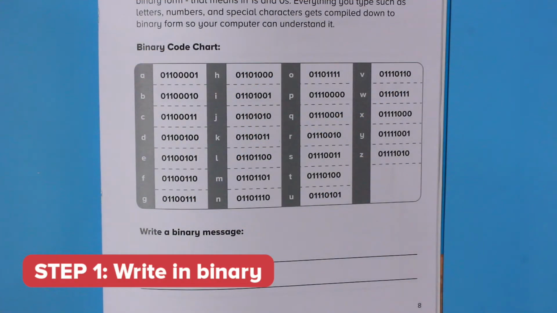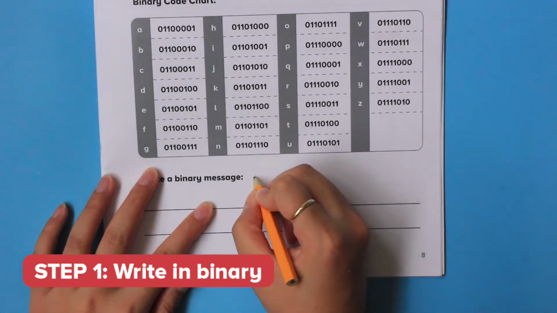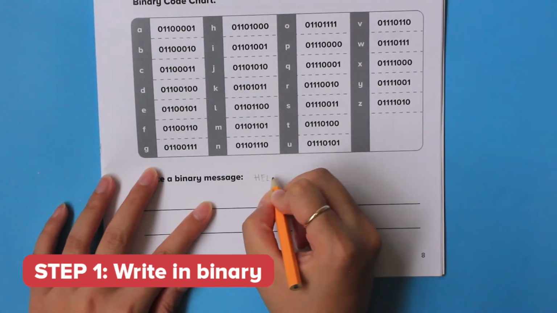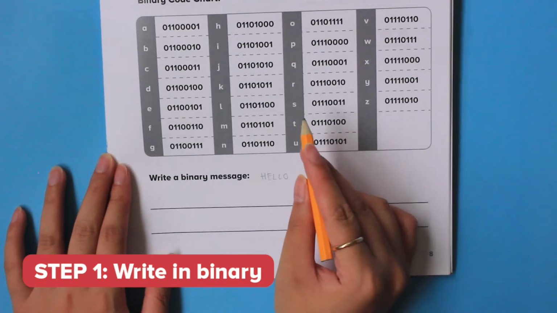Step 1. Here is a binary code chart. You can find this on page 8 of your Codebreaker workbook. Try to write your name or a short word in binary form. I'm going to write hello.